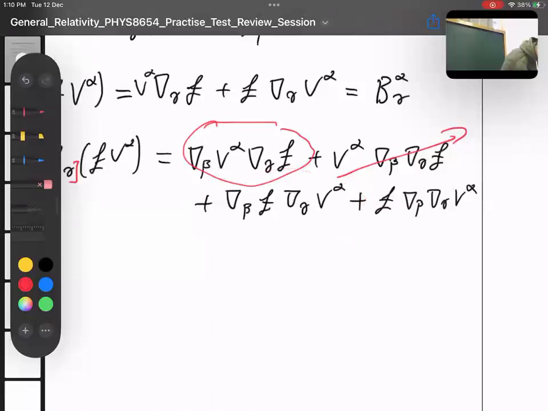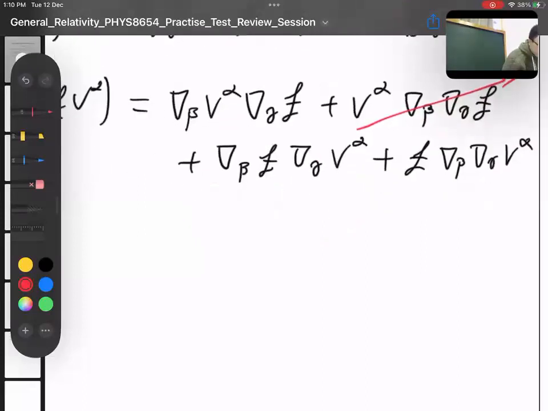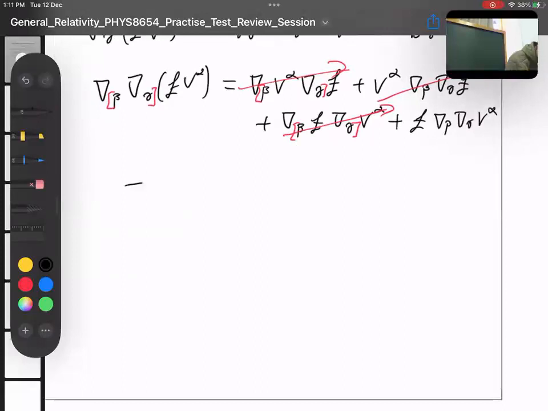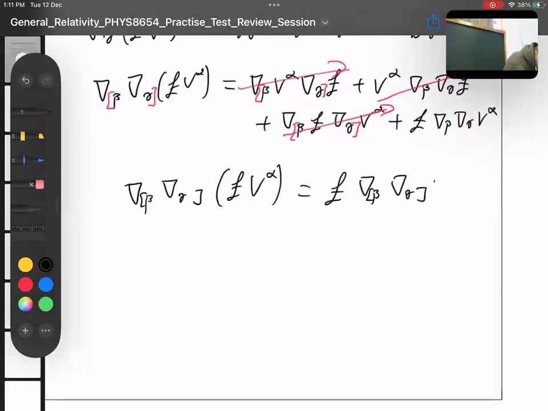Do you see it? Because you swap the beta and gamma here, so this is like this. You're subtracting another term, but these two terms are actually the same thing, but with just the swap of the beta and gamma index. So these two actually also cancel. So what you're left with is something quite nice: partial beta, this one of f v alpha is simply equal to f partial beta partial gamma v alpha, right? You get it?